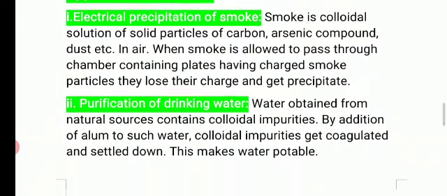That is one application. Second one, purification of drinking water. See, in the case of drinking water, the water we obtain from natural sources generally contains certain colloidal impurities. Understood? There will be colloidal impurities, many minerals and salts in it. By the addition of alum, that is, phitkari as we call it, the formula is K2SO4.Al2(SO4)3.24H2O. I repeat, K2SO4.Al2(SO4)3.24H2O. That is the formula of alum. Okay, so if we add alum to that water, then the colloidal impurities get coagulated, that is precipitated, and settle down.